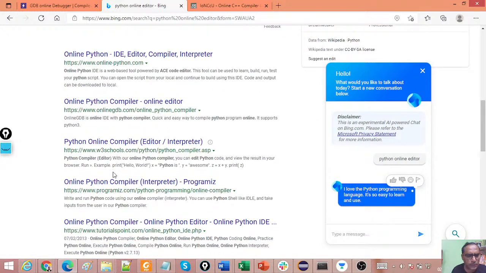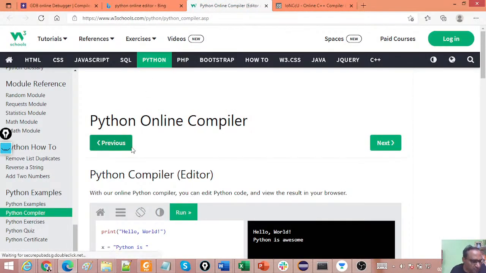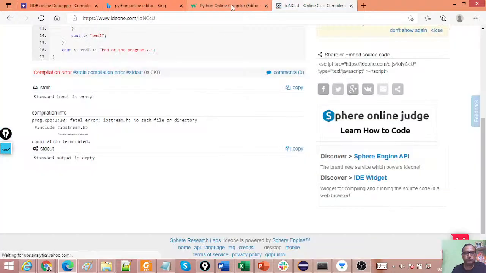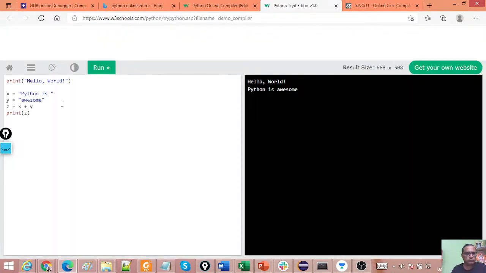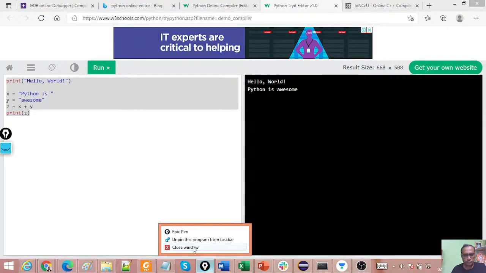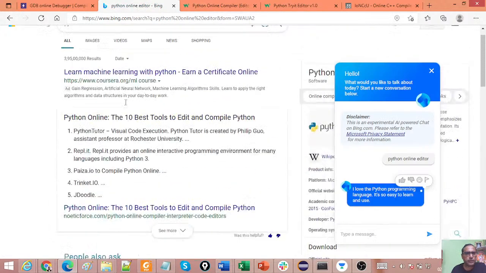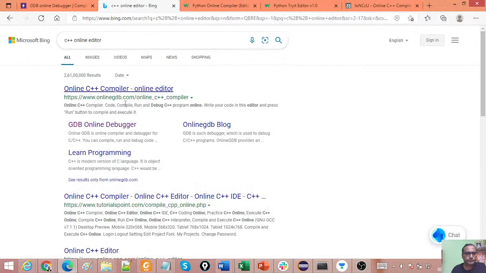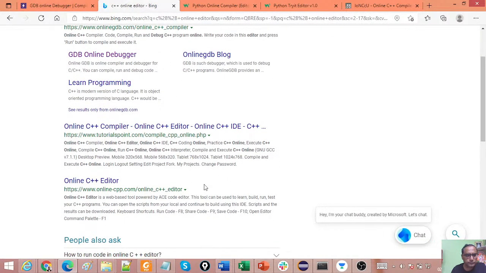Online GDB, we always work on the online GDB. Oh, I must be going for that C++ editor. Sorry, I must be going for C++ editor. What is this? This is online GDB. But why is the online GDB not working? Say Tutorialspoint.